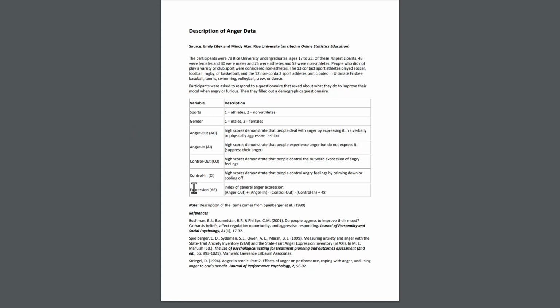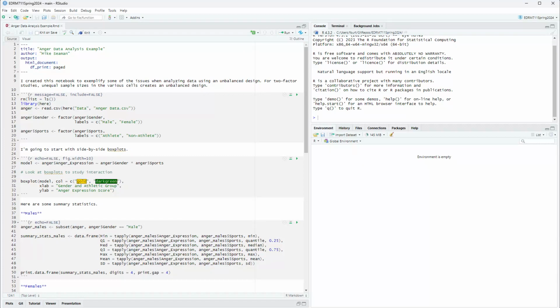The response variable is going to be this last one, anger expression. Notice that it is actually a composite of these other variables, a summing of anger minus control, that is controlling anger. And then in order to put it at a certain baseline, for some reason they add 48. So those are the 3 variables of interest, 2 explanatory, sports and gender, 1 response variable, which is quantitative, and that's anger expression. Let me go ahead and call up an RStudio notebook here.